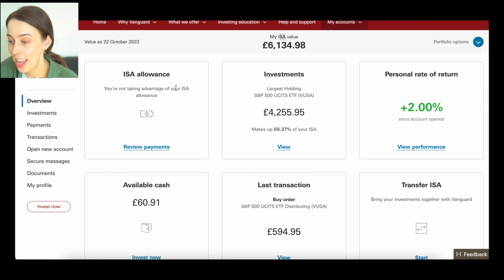You will actually see it as an amount of the 20,000 that you've actually used. So for me, it would say that I've used £6,134.98 of my 20,000 allowance if this was all in one tax year.